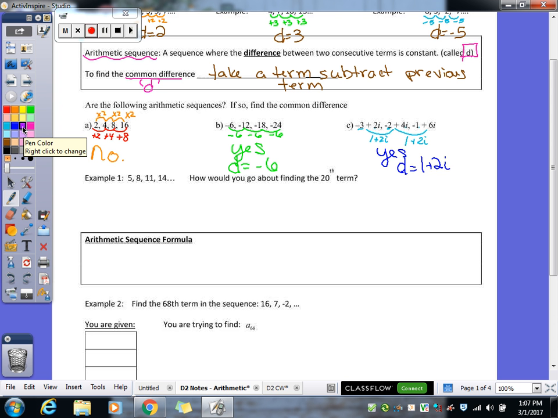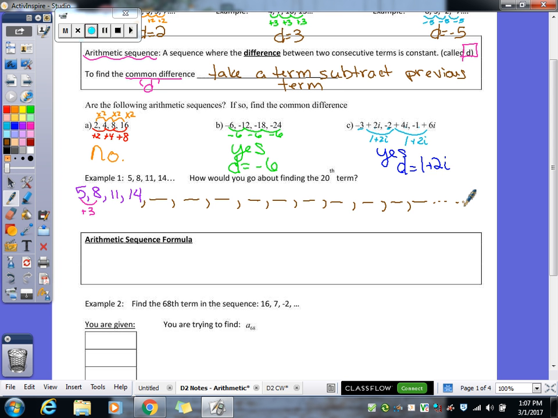So based on what we know right now, we would start with our sequence that we're given, our 5, 8, 11, and 14. What are we always increasing by? 3. So there's our first four terms. We want to find the 20th term. And we would keep going all the way to 20, but does that look like fun?